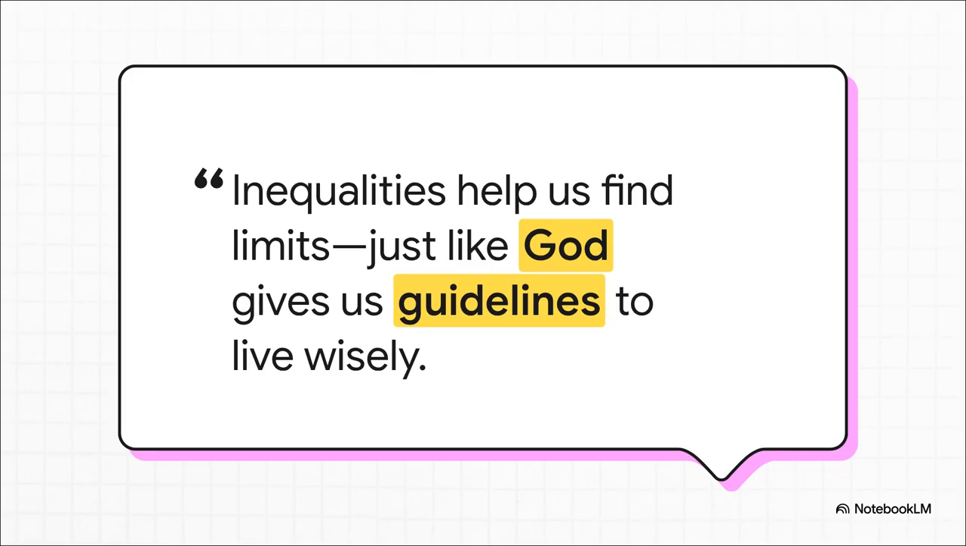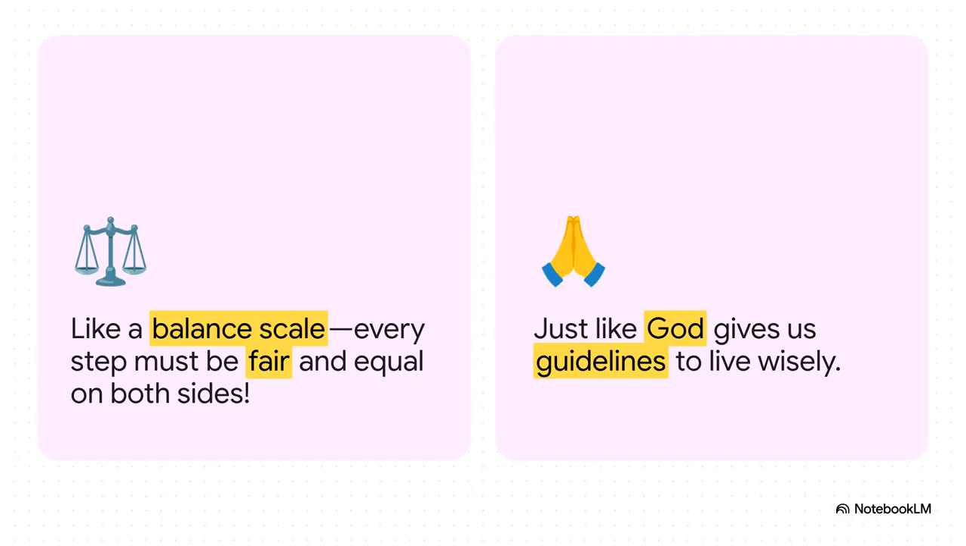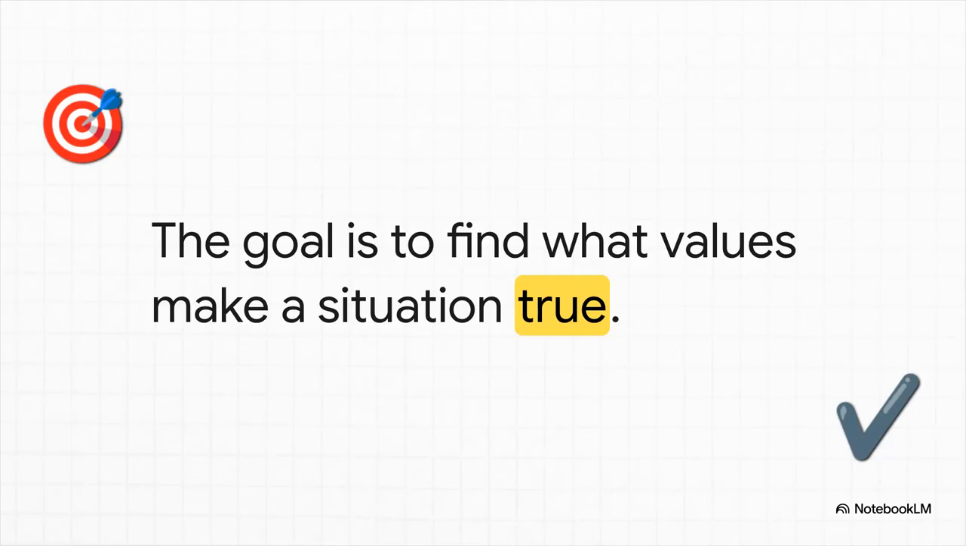Multiplication and division in inequalities help us figure out real-world limits and goals, just like God gives us guidelines to live wisely. And right away, you can see this direct bridge being built between a mathematical rule and a very specific worldview. And this slide just lays out the two different layers perfectly. On one side, you've got the classic mathematical analogy, the balance scale, where every step has to be fair and equal. Makes total sense. But then on the other side, you get this worldview analogy, that this is just like following God's guidelines.